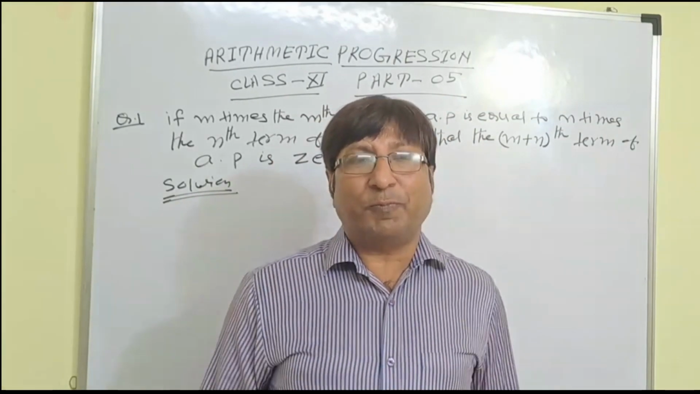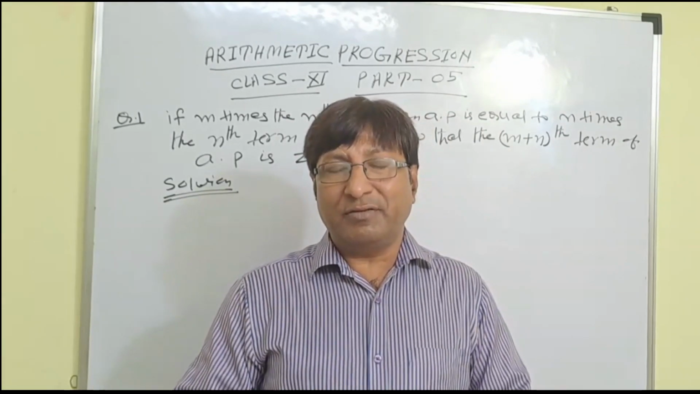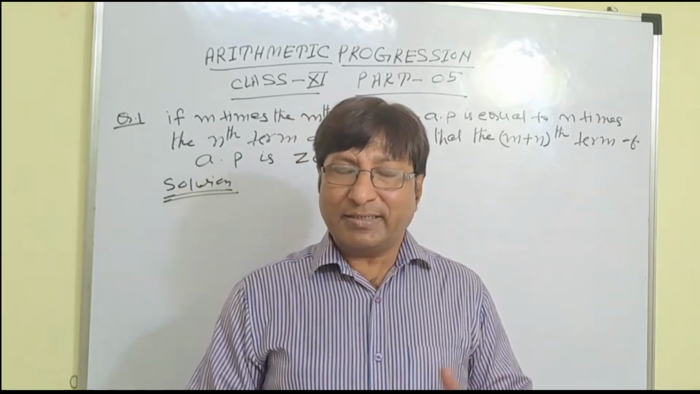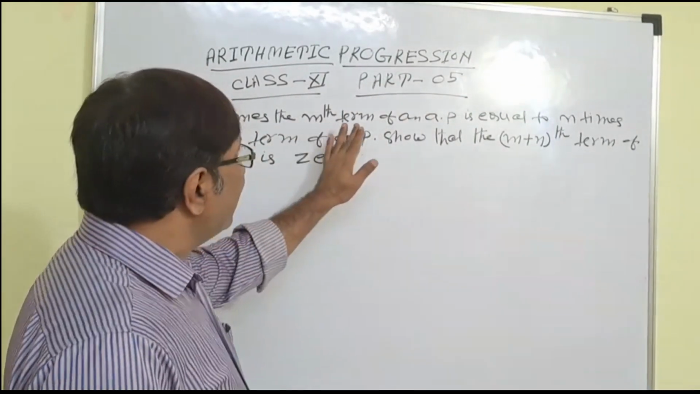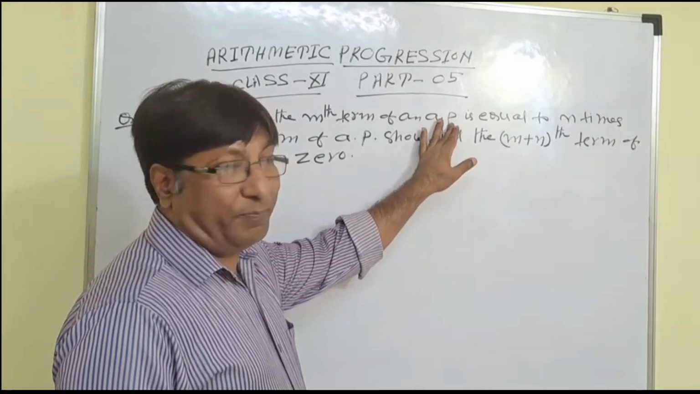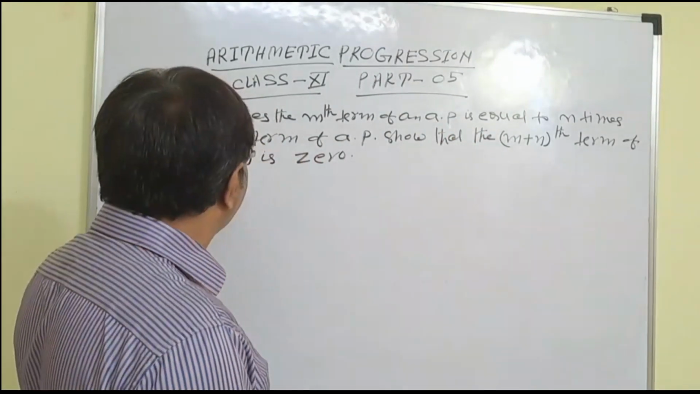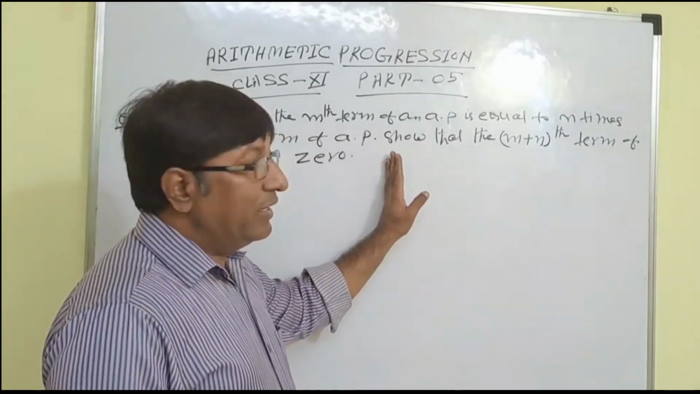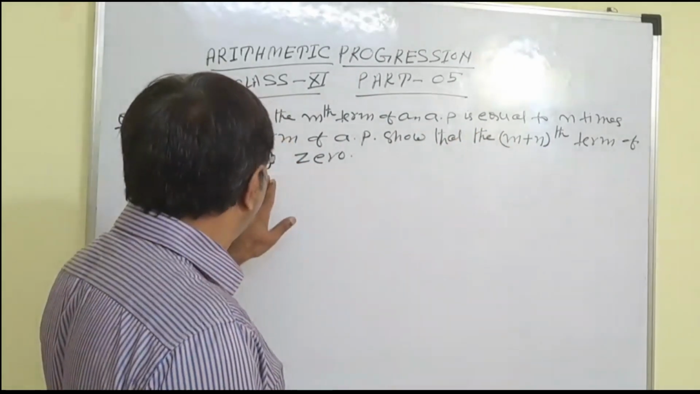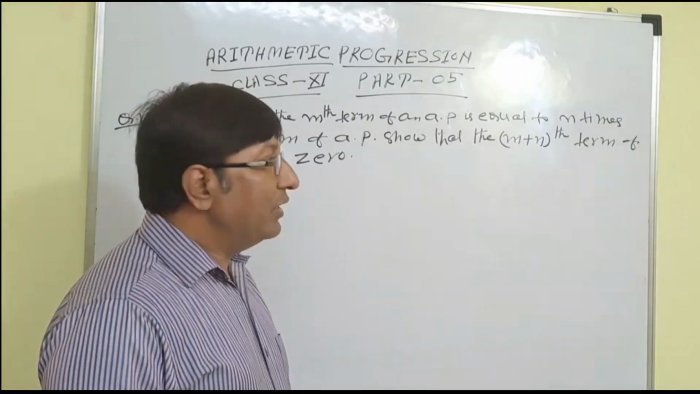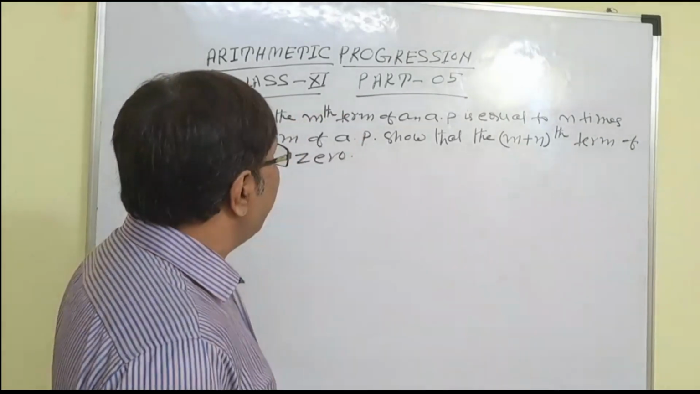Today I am going to explain arithmetic progression part 5. Let us see the question. Here the question is: if m times the mth term of an AP is equal to n times the nth term of the AP, then show that the (m plus n)th term of the AP will be 0.